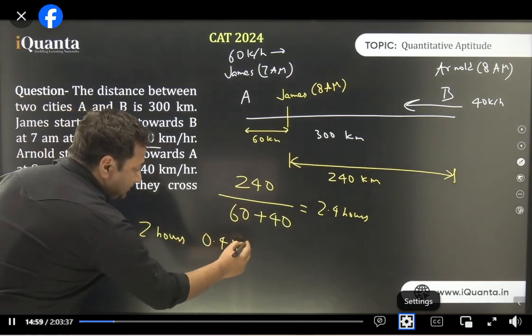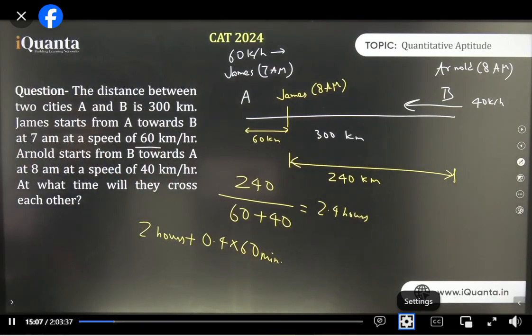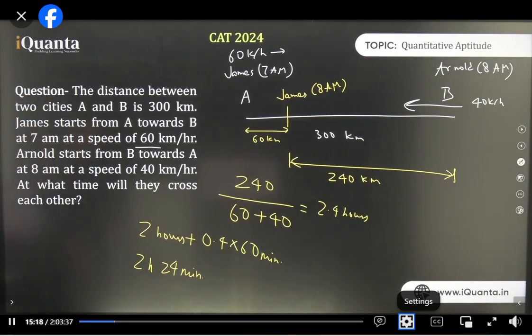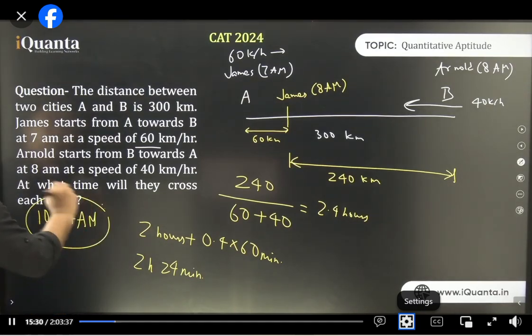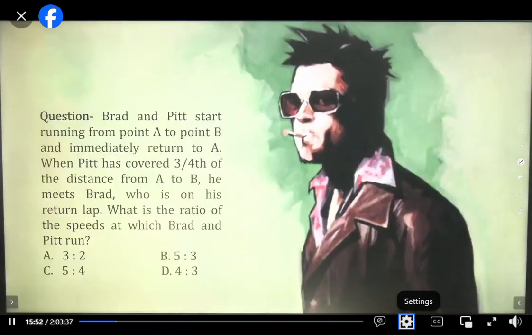So let's convert it into minutes. All right. So we have 2 hours and 24 minutes after 8 a.m. Isn't it? It's after 8 a.m. So 8 बजे के बाद 2 घंटे और 24 मिनट. It will be 10:24 a.m. Clear, everyone? Is that clear? All of you? Great. The main thing is having the same time. Okay, coming to the next one.